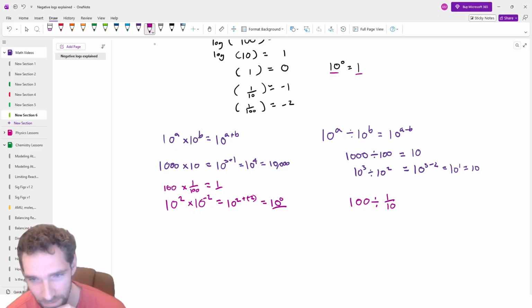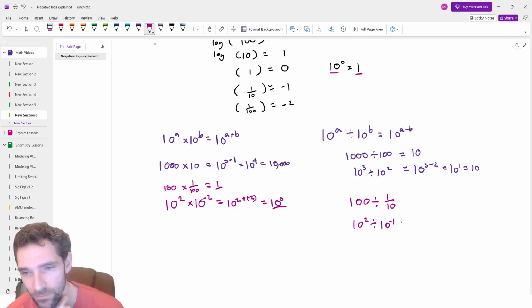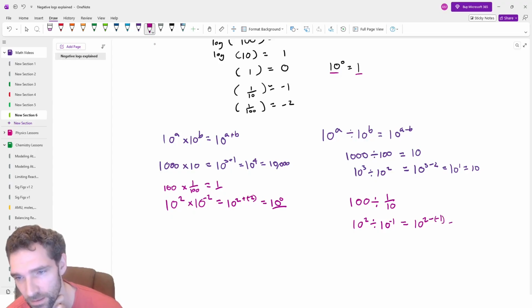Now we could think about this as 10 up to that second power, and I'm dividing by 10 up to that -1 power, which we can see as 10 up to the second minus a -1, or 10 up to the third power. So this ends up being 1000.